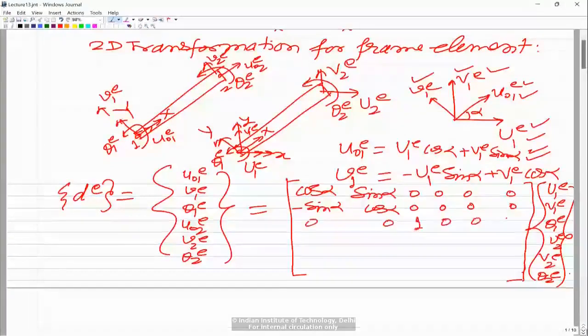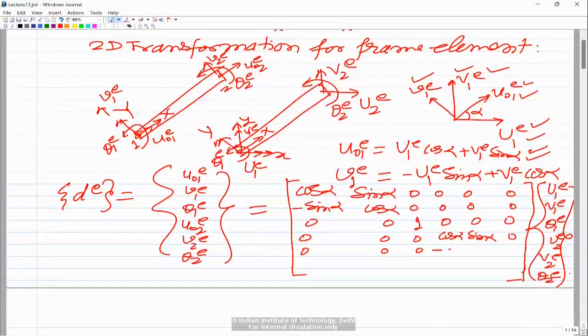And then u naught 2e would be similar at the second node. Similar to the first node, you will have here cos alpha, sin alpha, 0, and then small v naught 2e would be minus sin alpha, cos alpha, 0, and then 0 0.